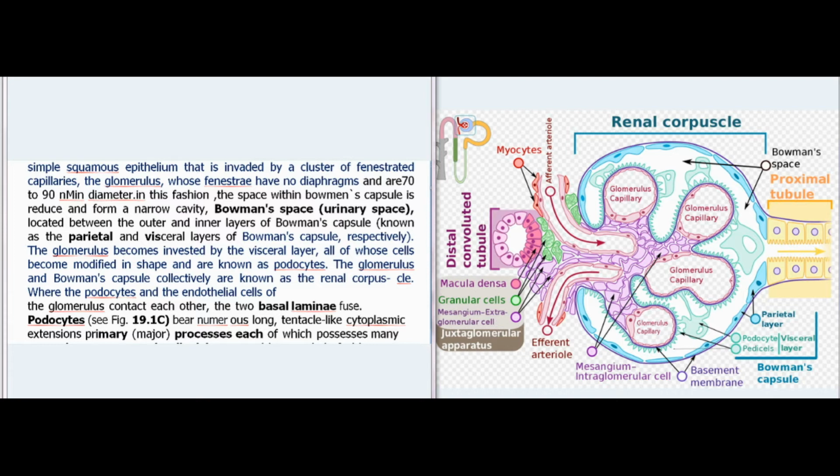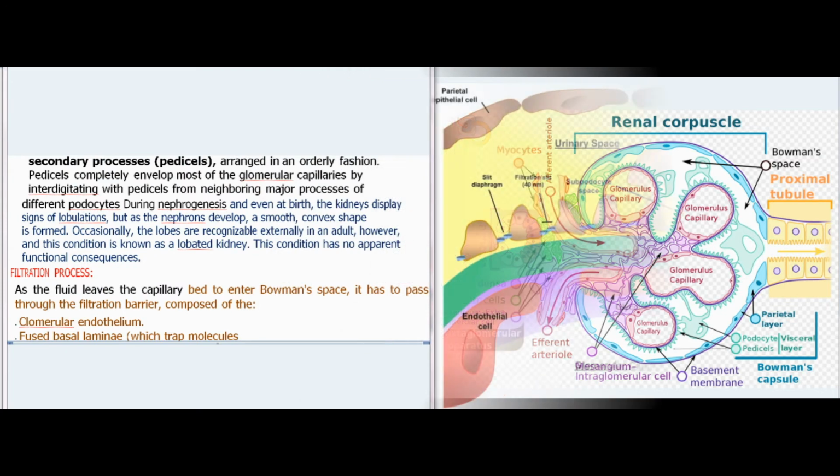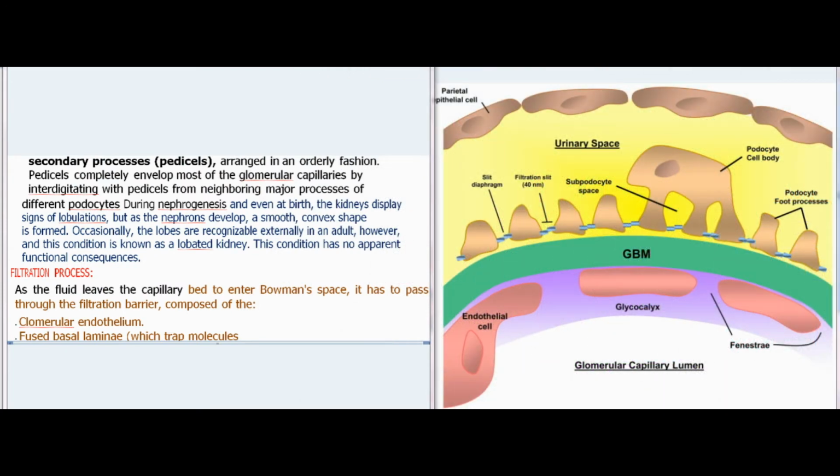The glomerulus becomes invested by the visceral layer, all of whose cells become modified in shape and are known as podocytes. The glomerulus and Bowman's capsule collectively are known as the renal corpuscle. Where the podocytes and the endothelial cells of the glomerulus contact each other, the two basal laminae fuse. Podocytes, see Figure 19.1c, bear numerous long, tentacle-like cytoplasmic extensions, primary, major, processes, each of which possesses many secondary processes, pedicels, arranged in an orderly fashion.